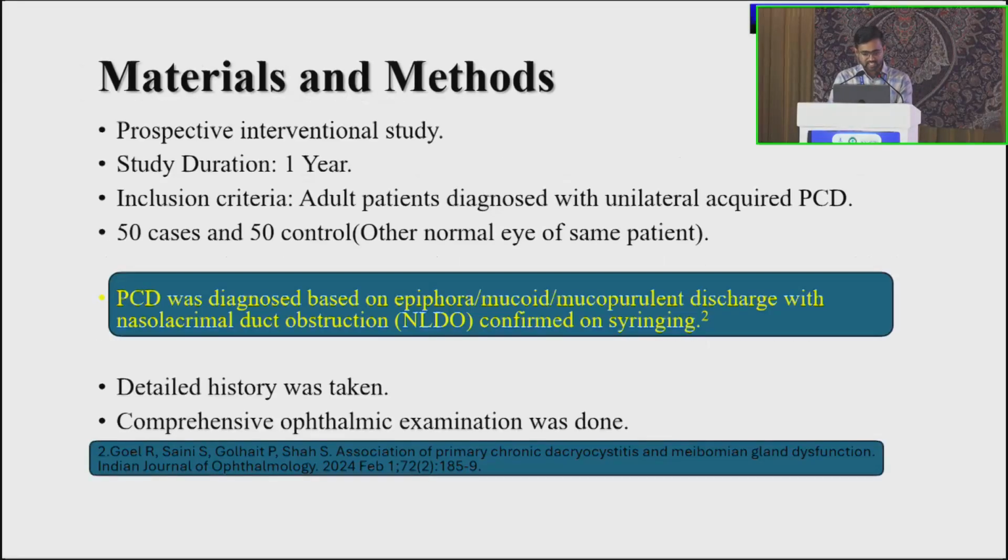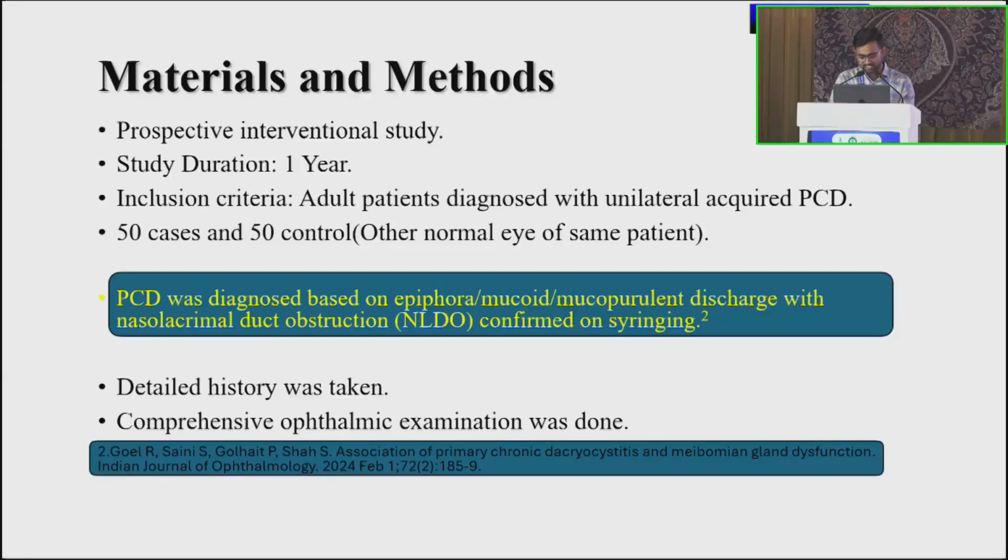Materials and methods: it is a prospective interventional study done over a period of 1 year. We included adult patients diagnosed with unilateral acquired PCD. We took 50 cases and 50 controls; controls are the other normal eyes of the same patients. PCD was diagnosed based on epiphora, mucoid and mucopurulent discharge, with nasolacrimal duct obstruction confirmed on syringing.